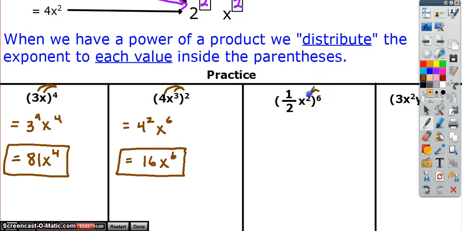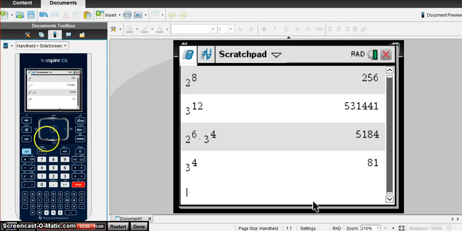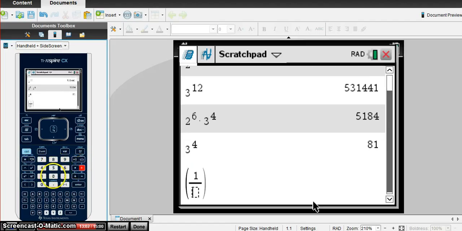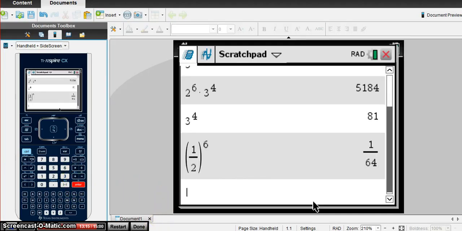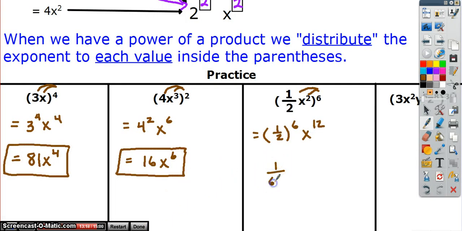All right, so this one, same deal. You're going to distribute that to both, so that's going to be 1/2 to the 6th and x to the 12th. All right, we haven't really gone over the division rules yet, so you can use your calculator for this part. Just put it in parentheses, 1/2. And then, whoops, let's arrow out of those parentheses and do a power of 6, and we get 1/64. X to the 12th.